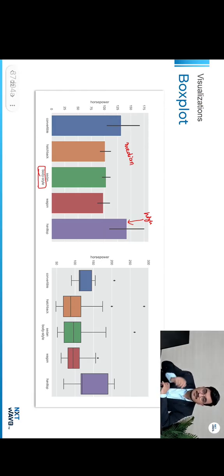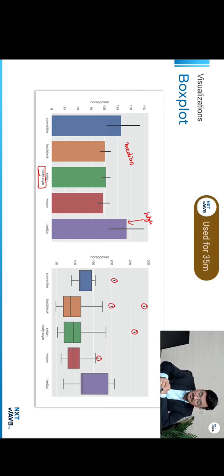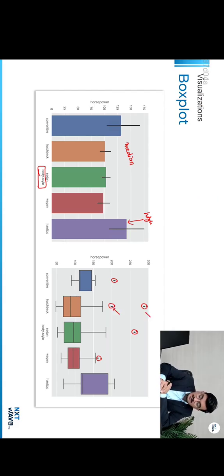But if we look at the overall distribution with respect to the box plot, we can see that there are some cars in other categories as well which have higher horsepower, right? This information was not conveyed with the bar plot, but since we have the understanding of the distribution and the outliers in our data, we are able to identify that there are some cars with other body types as well which will have higher horsepower compared to hardtop.